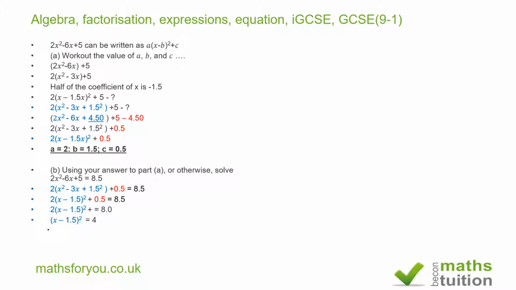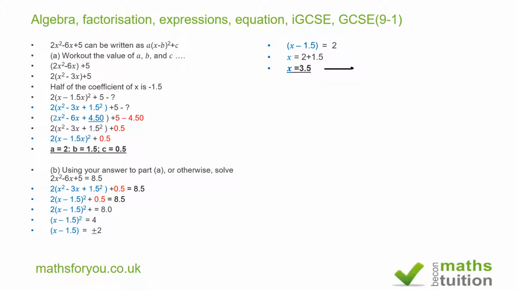If we then take the square root of both sides, the square root of x minus 1.5 squared is x minus 1.5. And the square root of 4 is plus or minus 2. If we then say that x minus 1.5 is 2, and we then add 1.5 to both sides, we end up with x is equal to 2 plus 1.5, which then gives us a value of x is equal to 3.5. So that's one of the solutions required.